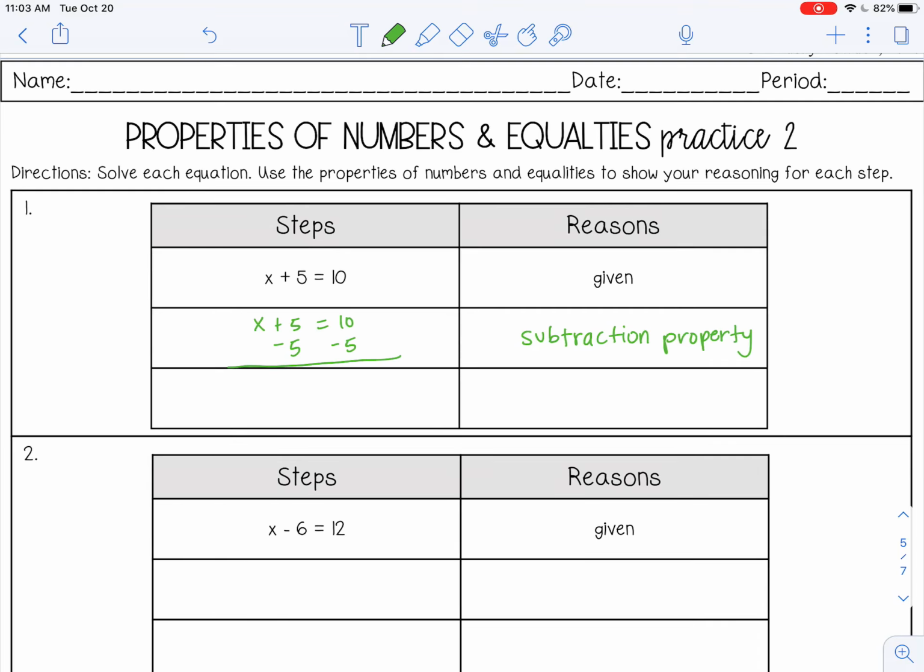And then I'm going to simplify here. So we know 5 minus 5 is 0. So I can just bring my x down. 10 minus 5 is 5. And there we were just simplifying. So I'm just going to put simplify as my reason. Okay, you can stop the video now and complete your practice and check it with your teacher.